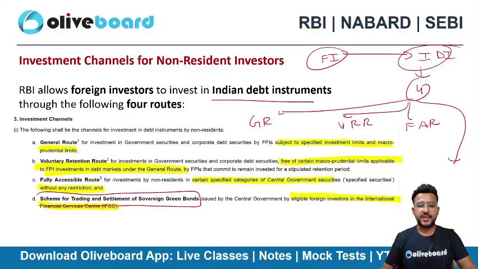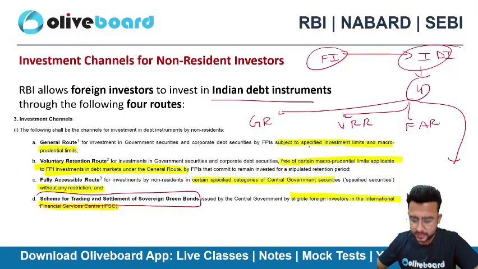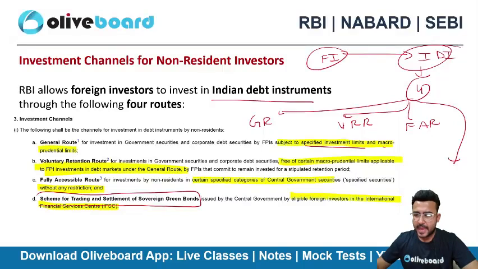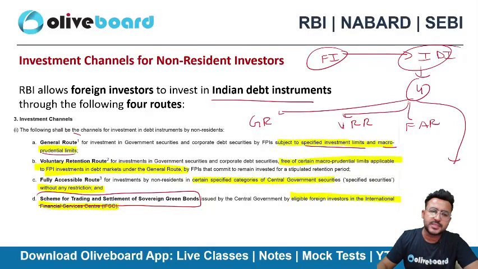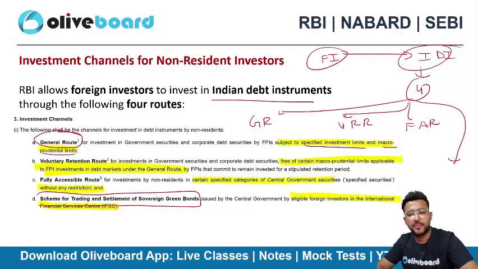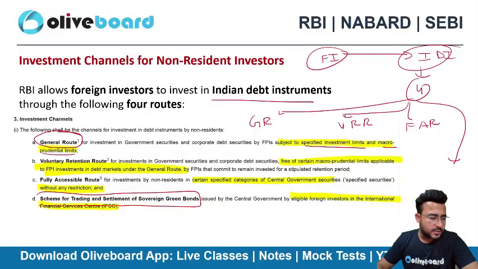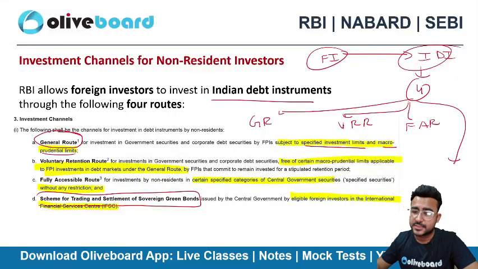If I talk about the general route, then for investments in the government securities and corporate debt securities by FPI, subject to specified investment limits. So there are some limits and macro prudential limits as well, because it's a general route. So you will be subject to investment limit. You cannot invest whatever you want. There are some limits. There are some macro prudential limits as well.